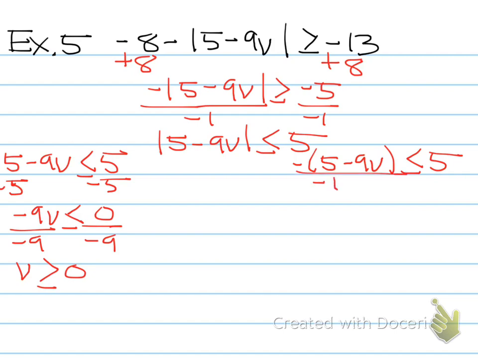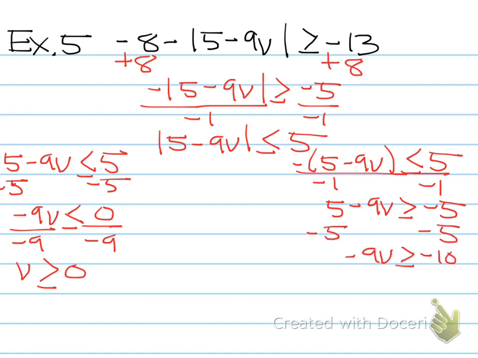And start by dividing both sides of the second inequality by -1. It's going to change the direction of the inequality, giving us 5 minus 9v is greater than or equal to -5. Subtract 5 from both sides, we get negative 9v is greater than or equal to negative 10. And then divide both sides by negative 9, which is going to change the direction of the inequality again, giving us v is less than or equal to 10 over 9.